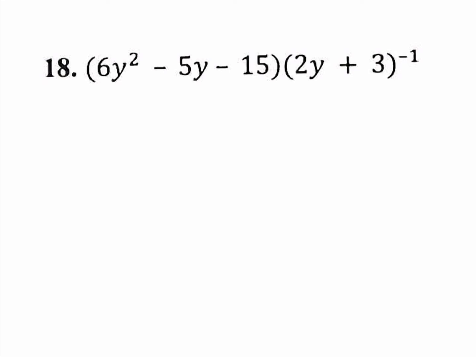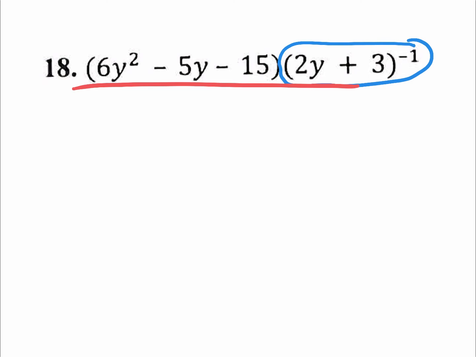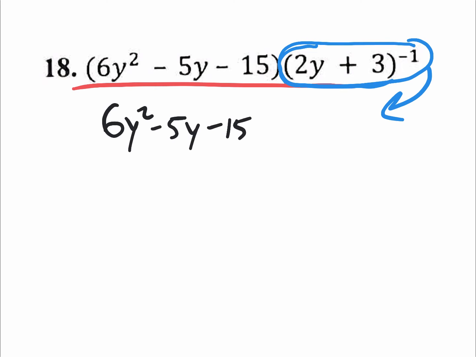Why are we doing this one? Because it doesn't look like a division problem, but it is. It's a division problem. Why? Because when we did the rules of exponents, we should remember that anything to the negative power, in this case, this guy, it needs to be moved to the other side. The other side of what? The other side of the fraction. So here's a fraction bar. Move this binomial to the other side, move it to the bottom, and here's your real division problem, the 6y squared minus 5y minus 15 divided by 2y plus 3.